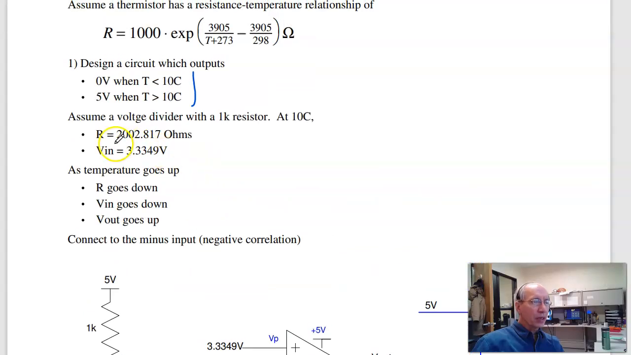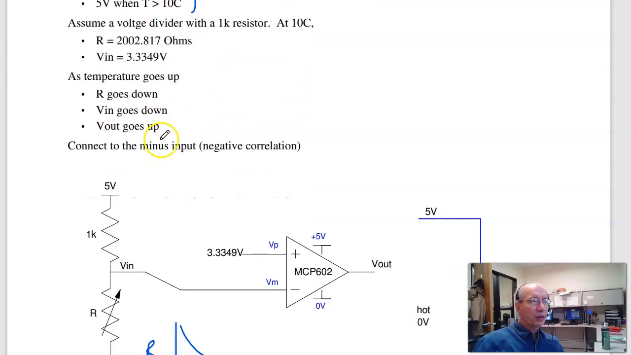So to start out, I want to find out what's the resistance at 10 degrees Celsius. Plug in 10 and you get 2002 ohms. Pick your favorite voltage divider. I chose a 1K resistor, so at 10 degrees Celsius, this is 3.33 volts. That's where I'm switching. In terms of the plus or minus input, think about the extremes.